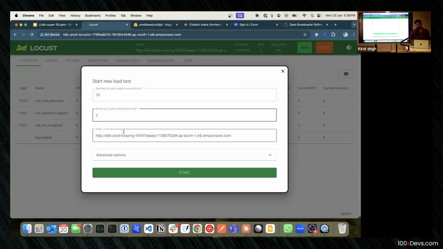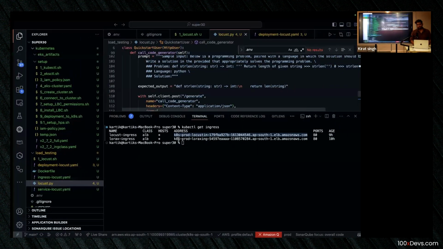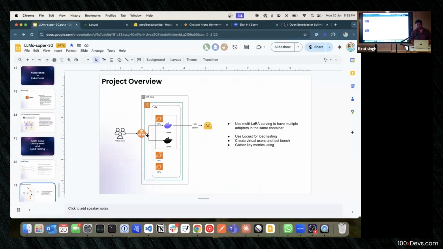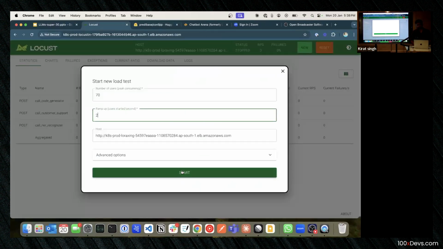2 users. And then this is the host, basically where's the LLM address. So this is the LLM address. This is still this, but the DNS value is different, but this load balancer is the address. And then basically you call it.